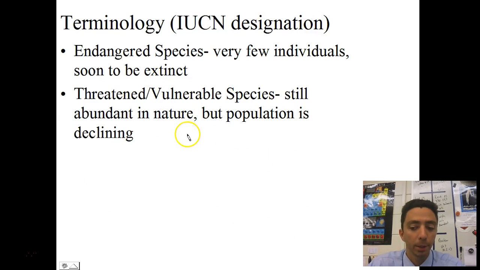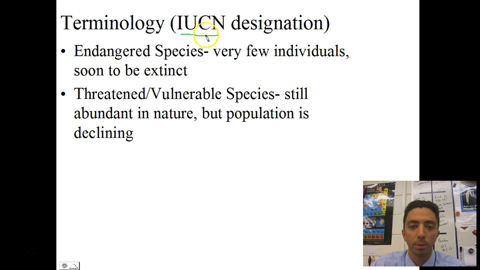So some terminology that'd be good to know here. We've got the IUCN, which stands for the International Union for the Conservation of Nature. They're one of the ones in charge of designating these classifications to the different species. Endangered means that there's very few left. These are soon to be extinct unless some really drastic measures are taken. The other classification is threatened or vulnerable. So they're still available for this one, but the population's declining.